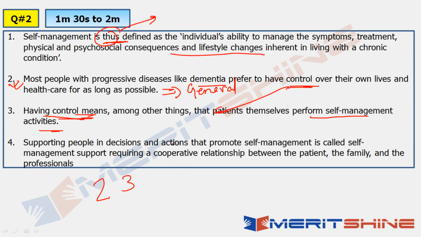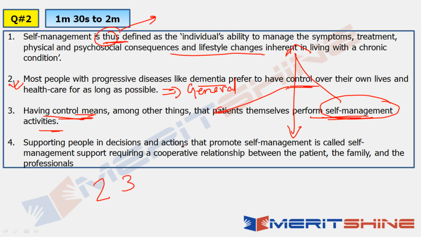Supporting people in decisions and actions that promote self-management is called self-management support. Okay, we'll define self-management first and then talk about self-management support. So, definitely 4 has to follow 1, it cannot come before 1 and it definitely cannot come before 2 and 3. Why? Because in 3 we are introducing the term self-management activities, themselves perform self-management activities. So we have talked about self-management, now we are defining self-management in 1 and then we are extending by giving self-management support.